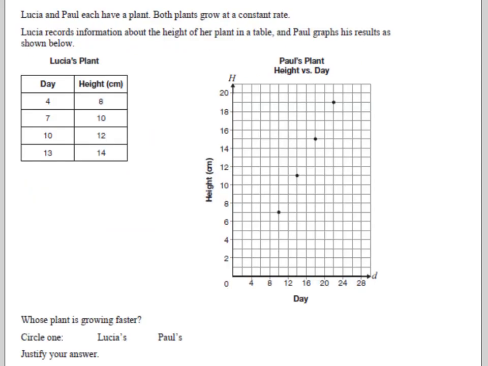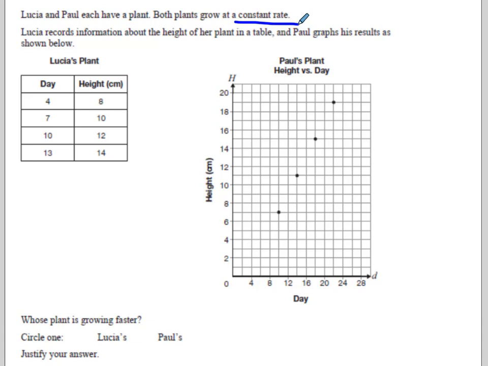Okay, this one looks like a big question, but it's not as bad as it looks. Lucia and Paul each have a plant. Both plants grow at a constant rate. That's an important piece of information. Lucia records information about the height of her plant in a table. Paul records this in a graph.